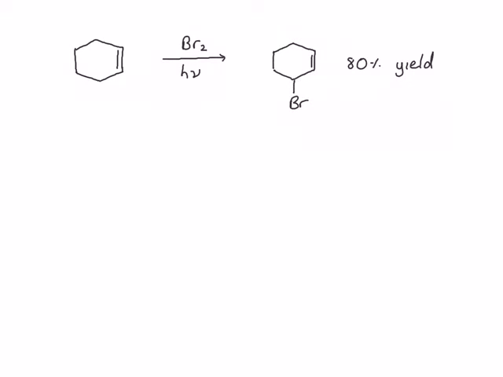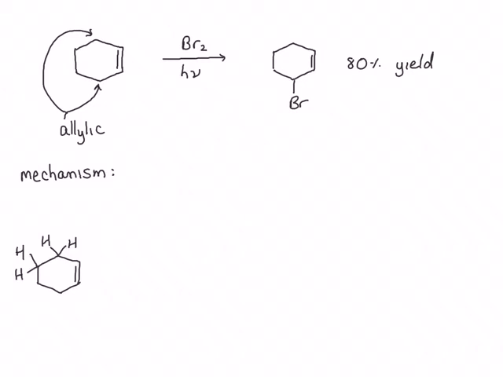For example, let's look at the radical bromination of cyclohexene. The radical bromination of cyclohexene gives us a single product in very good yield. The reason that we get a single product is because of the stability of the allylic radical combined with the selectivity of the bromination reaction combined with the symmetry in this molecule. There are two allylic positions, but bromination at either of those two positions gives us the same product. Now let's look at the mechanism.